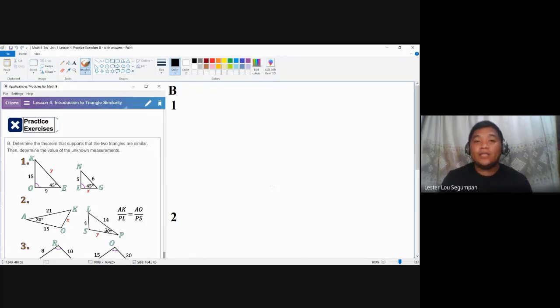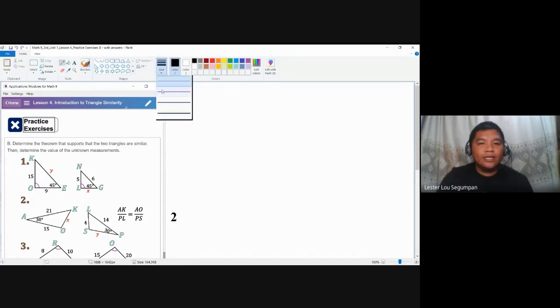Right? You might want to check the previous video. In that previous video, we already assured that the two triangles are similar. But here, not yet. We are still going to determine if they are similar or not. If they are not similar, then definitely we cannot use the proportionality of sides. Let's look at number one.